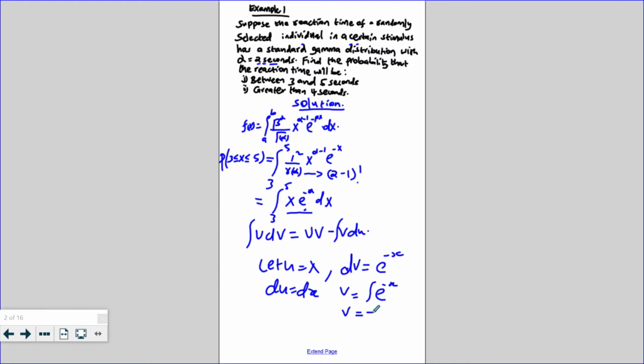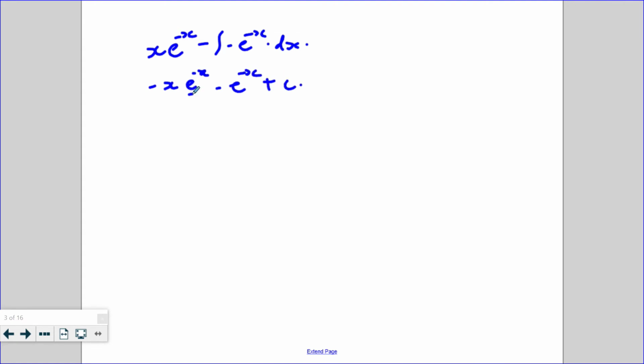So v will be given by negative exponential negative x. We have integrated that, and what we have to do here is just combine what we have. So we find negative x exponential negative x minus the integral of negative exponential to the power of negative x, and of course dx. So we obtain negative x exponential negative x minus exponential negative x, and of course plus c. We can realize that this one and this one are similar, and therefore we can factor out negative exponential negative x.